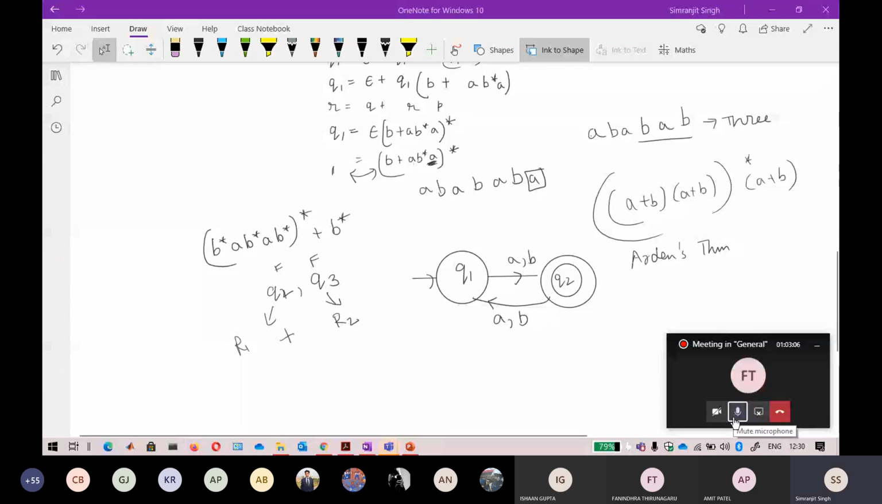Okay, so I think Fanindra got the same regular expression. Let me see if anybody gets a different regular expression than this. Okay, let's try it.